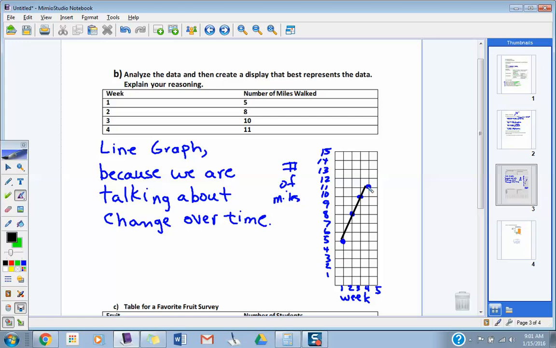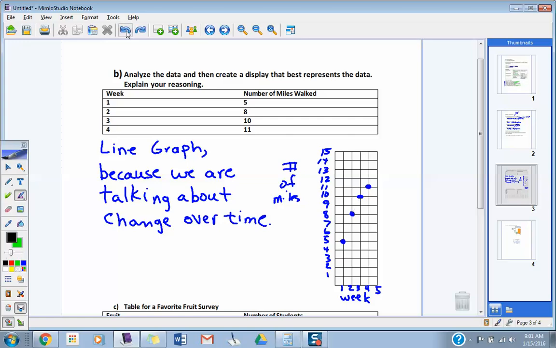What's happening to your data over time? What's happening to the number of miles walked over time? Can you identify a trend in this? Look at the graph. Yeah, number of miles I walk each week looks like it's increasing. So anytime you're showing some type of data over time, you're probably going to want to consider a line graph, okay? Probably consider it to be a line graph.